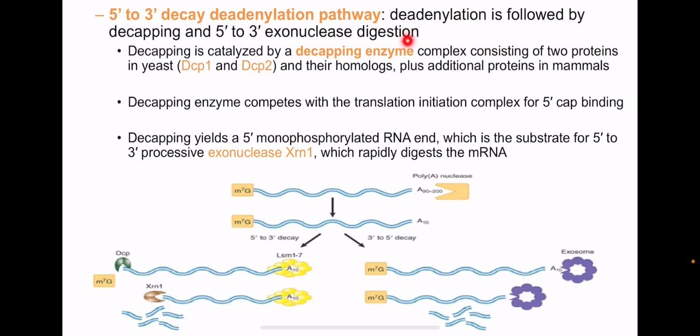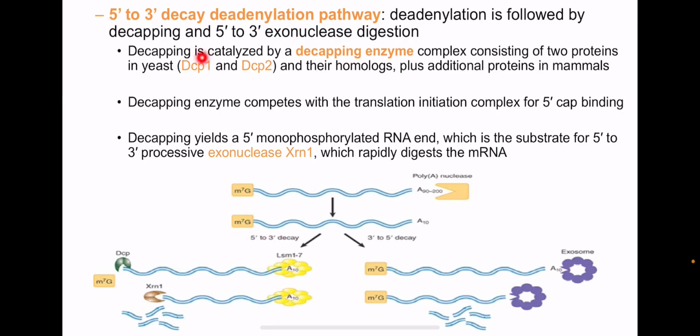Okay, so the deadenylation occurs, the removal of the poly A's, then we will do decapping. The m7G cap will be removed. Then we will do 5' to 3' exonuclease digestion. Exonuclease means we start exo, that means we start from the ends, the outer parts, not endo.